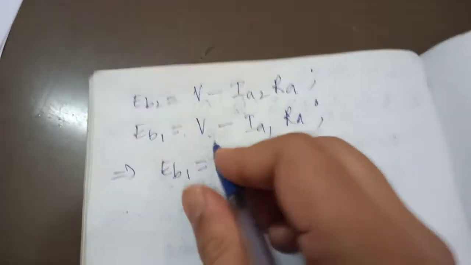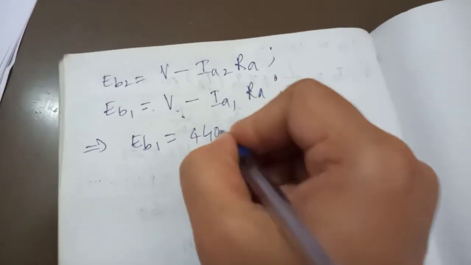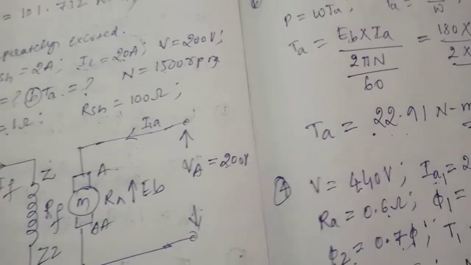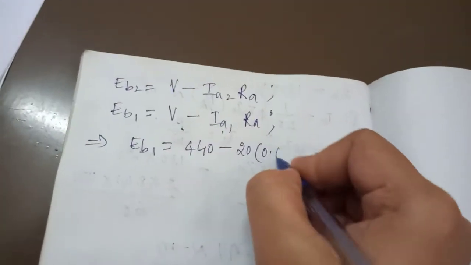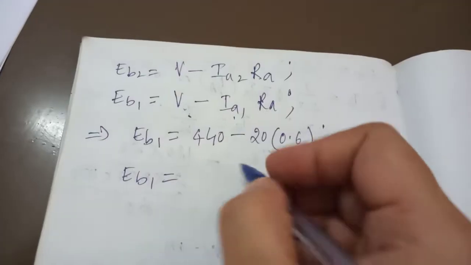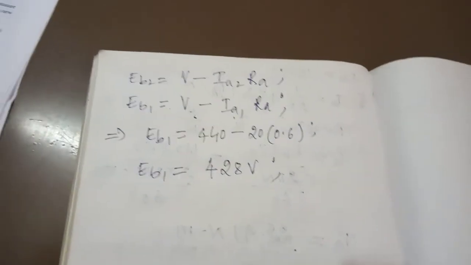EB1 is equal to, what is the value of V? Back EMF generated, V is equal to 440 volts. So 440 minus IA1. IA1 value is what? IA1 value is 20 amps. 20 amps into what is the value of RA? RA is equal to 0.6. So EB1 is equal to 428 volts. 428 volts.